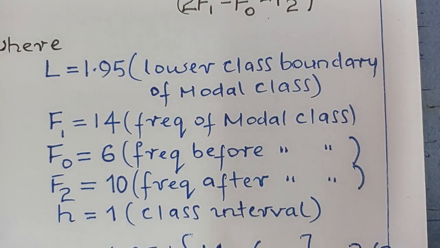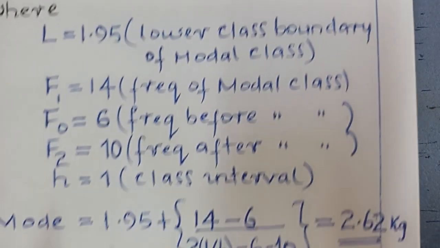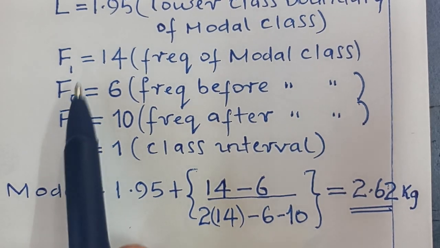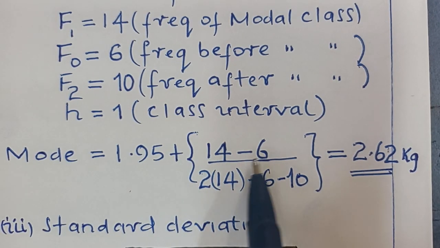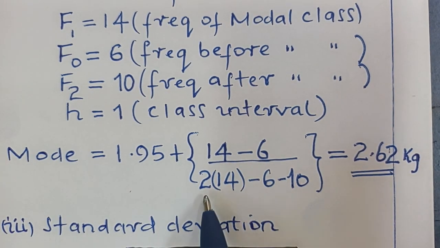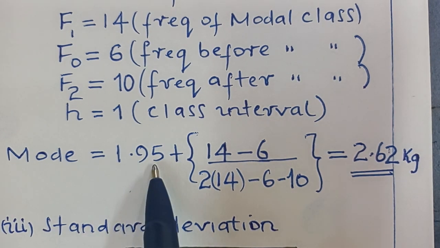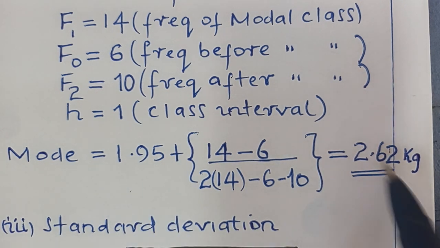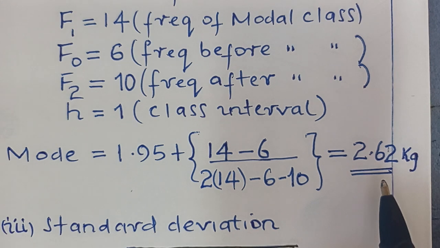And this is what now, guys, we are replacing in this equation. As you can see here, we have the details. And then now we come and fill in the gaps here, where we have F1 minus F0, 2F1 minus F0 minus F2. And guys, here we have the lower class boundary of the modal class. And finally, we get 2.62. So, guys, this is our mode.